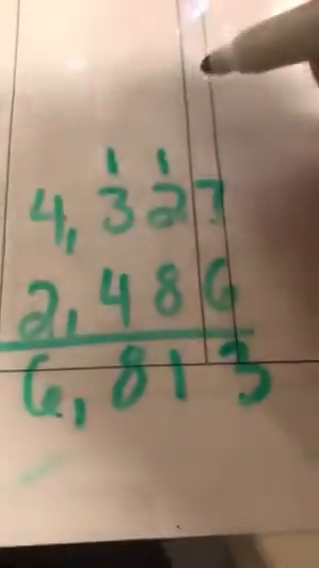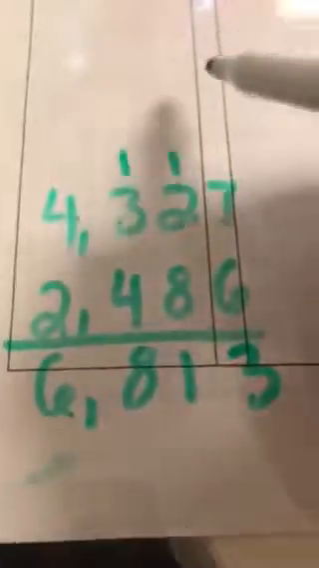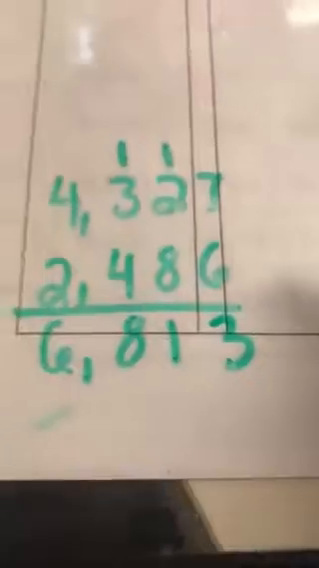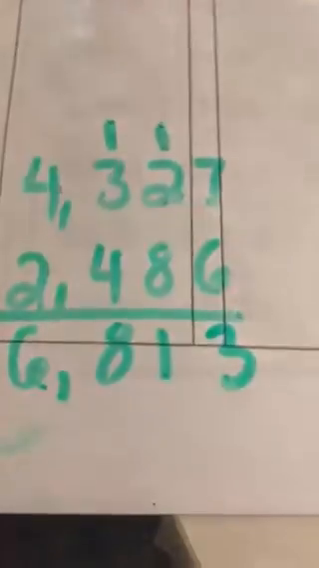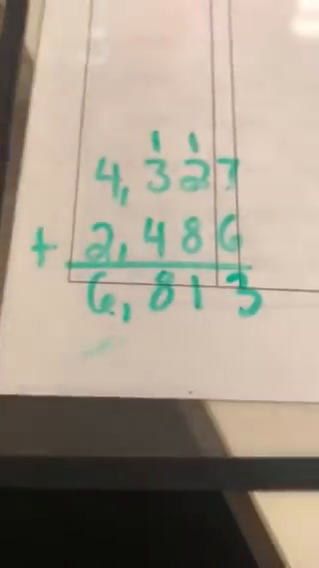Now, really important things to remember when you're talking about your standard algorithm is that this number right here and this number right here don't represent ones. When I carry over 10 ones, I'm replacing it with 1 ten. So this little guy really represents 1 ten, and this one really represents 100. It's important to talk about place value when you're using your standard algorithm.